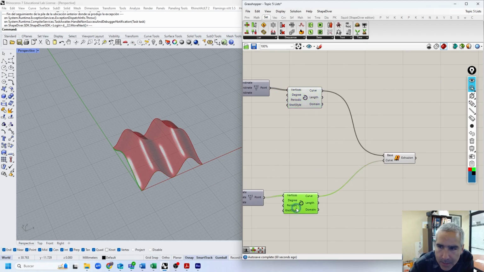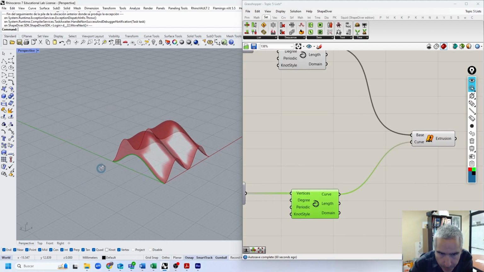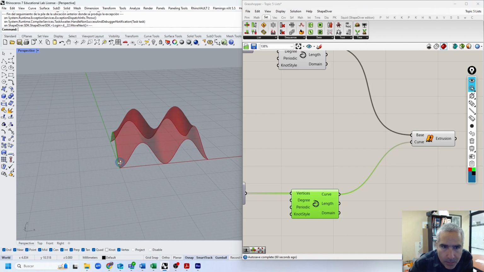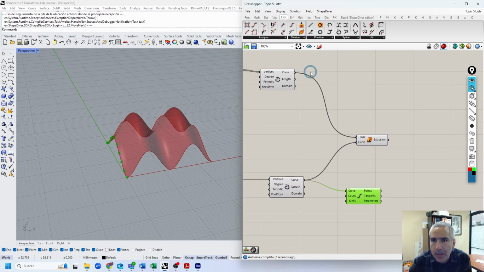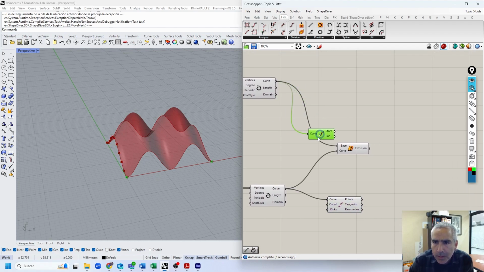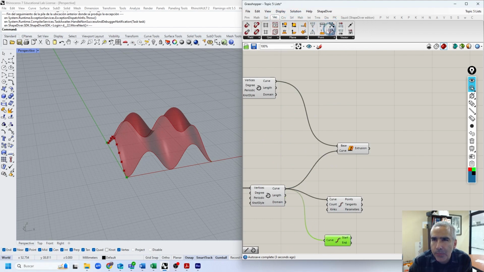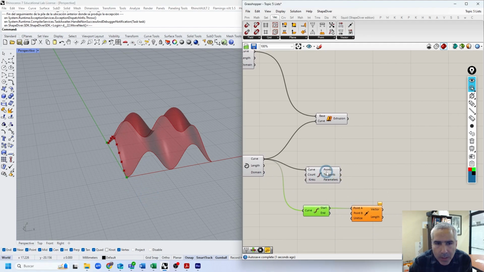You can think of this surface as... you could, for example, divide this surface and then get the start point of that curve, and then create a vector from that start point, which will be this one, to every one of these points.